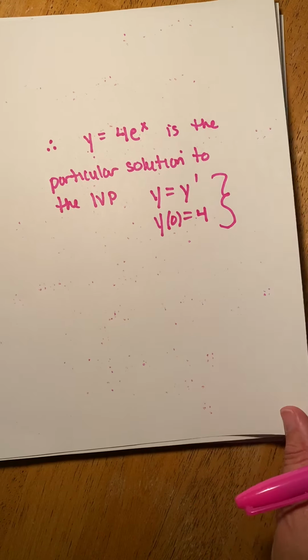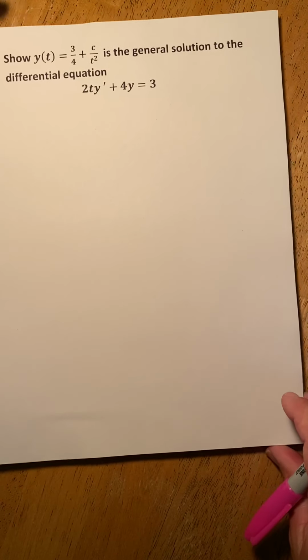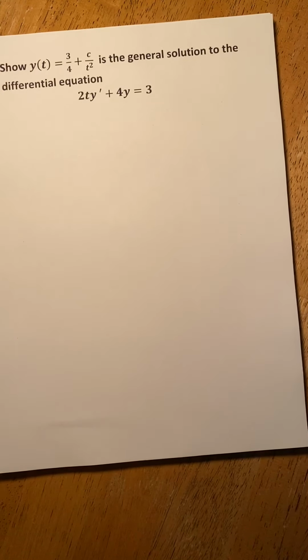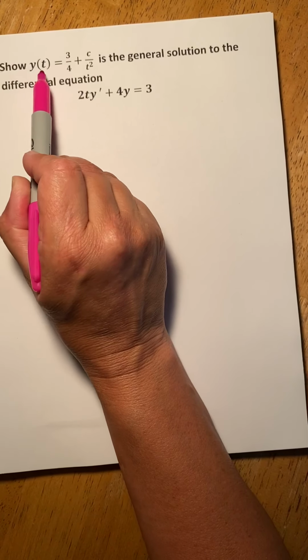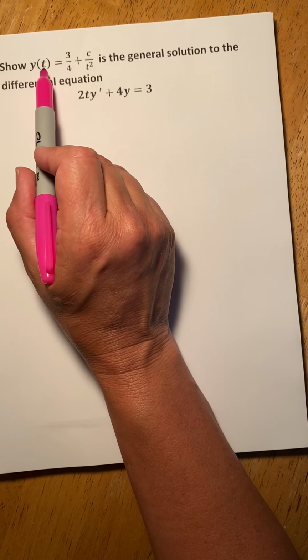All right, so let's try a slightly more complicated one. Let's look at this differential equation. Let's show the function y of t, which equals 3/4 plus c over t squared, is the general solution to the differential equation 2 times t, y prime, plus 4y equals 3. Now notice this is y of t. If we have parentheses, it's typically telling us that y is a function of t. So my input variable is t, my output variable is y. C is going to be an arbitrary constant.